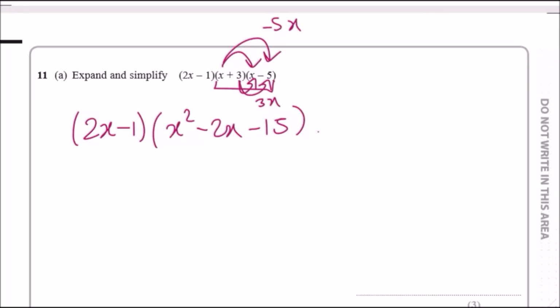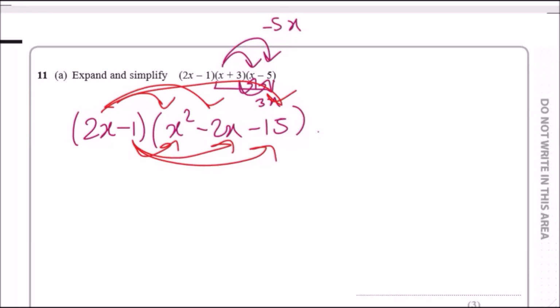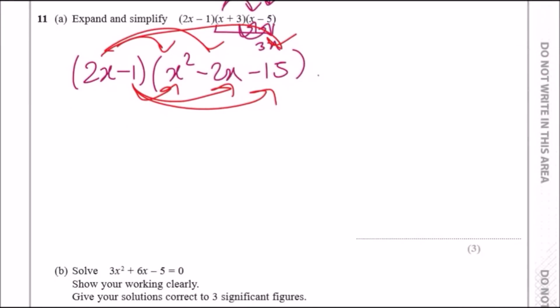Next, I'm going to change the color of my pen. We're going to use FOIL on the next bit. So 2x with x squared, with 2x, and then 15. And then do the same thing with 1 with the other 3. So that's literally it. This is literally the extended FOIL method. Now, timesing the second bracket by 2x first, you should get 2x cubed minus 4x squared minus 30x.